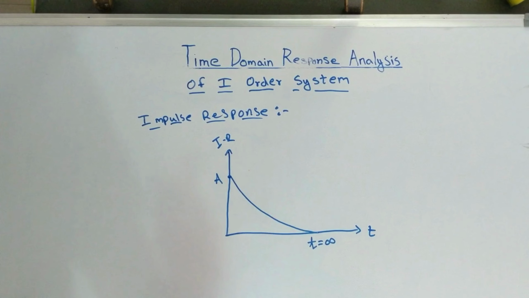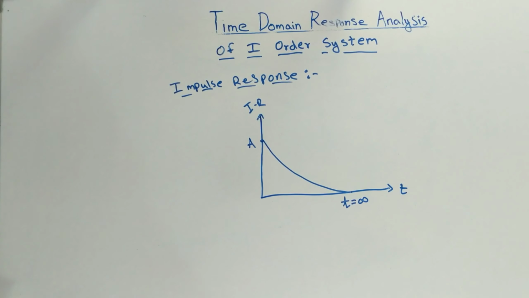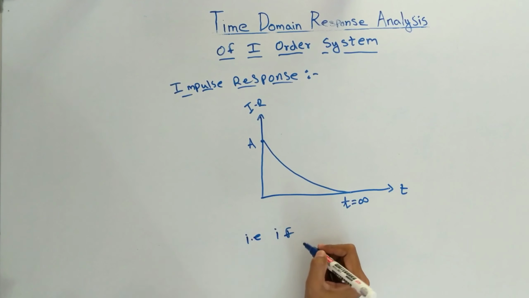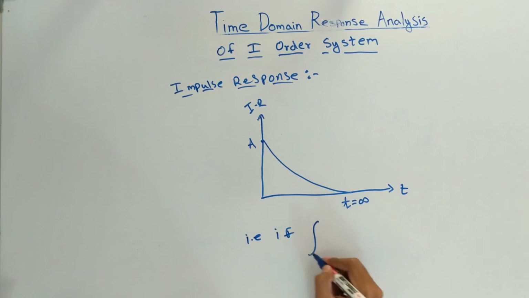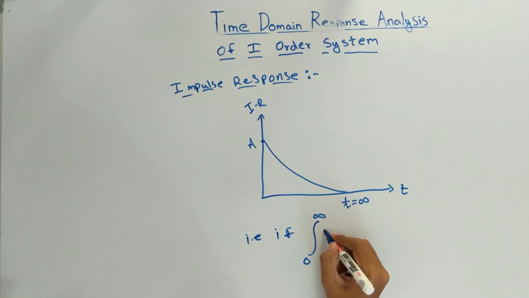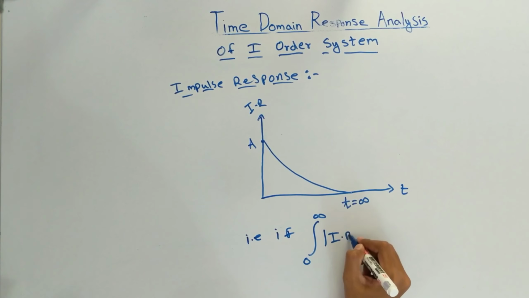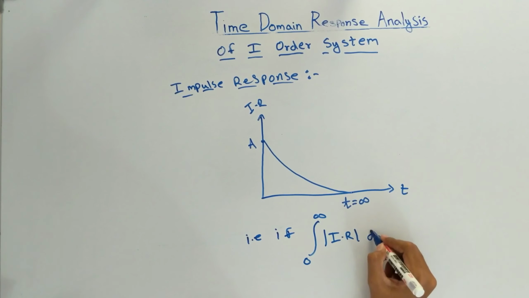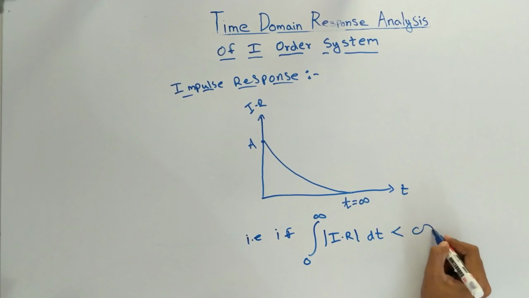How can we say from this impulse response if a system is stable or not? If the equation is absolutely integrable, that is, the area under the curve is finite and can be calculated, then we can say that the system is stable. That is, if the integration from 0 to infinity of the mod of the impulse response, dt, is less than infinity, then it is stable.